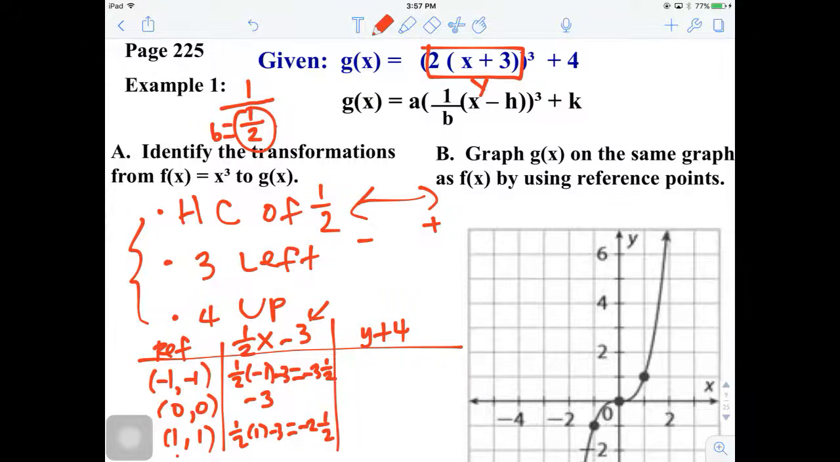And then the y values, we're looking at the y, so it's going to be negative 1 plus 4, that's 3. 0 plus 4, which is 4. And 1 plus 4, which is 5. So these are the new coordinate points that we're going to graph.